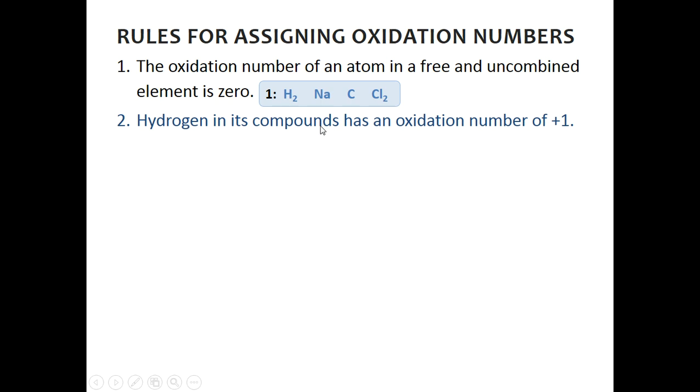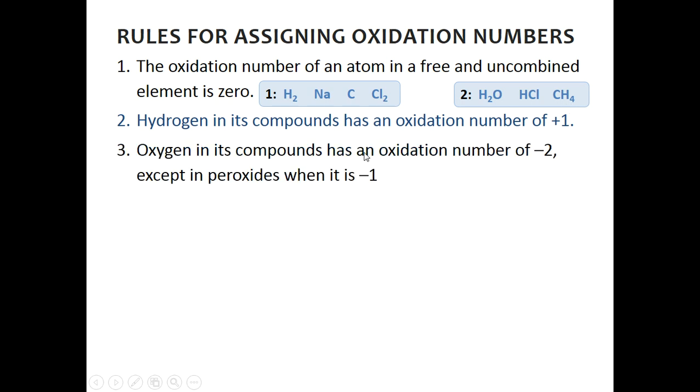If, however, hydrogen is in a compound, then it'll have an oxidation number of +1. So, for example, each hydrogen in water has an oxidation number of +1. The same thing for HCl and for methane.